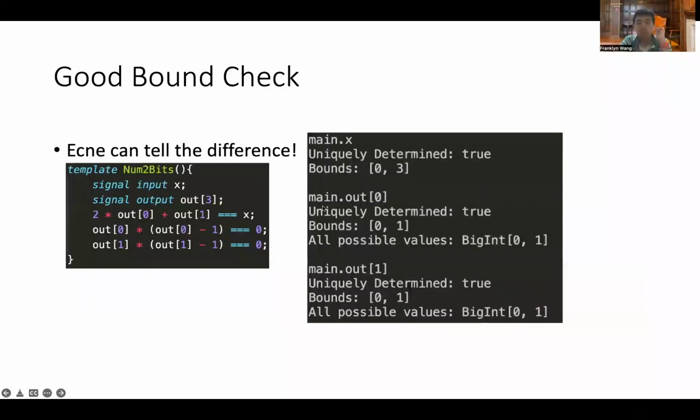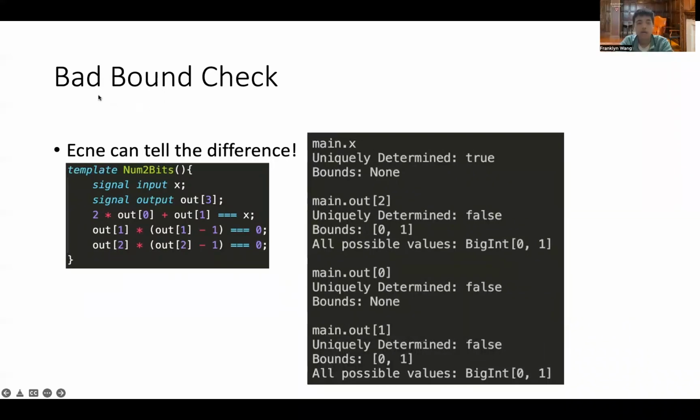However, Ecne will tell you the difference. Okay, so in this case, the good case, it'll tell you X is uniquely determined. This is true because X is an input, so you know what it is, and X is bounded between 0 and 3. Likewise, out 0 belongs to the values 0 and 1 and is bounded between 0 and 1. Out 1 is bounded between 0 and 1 and lies between 0 and 1.